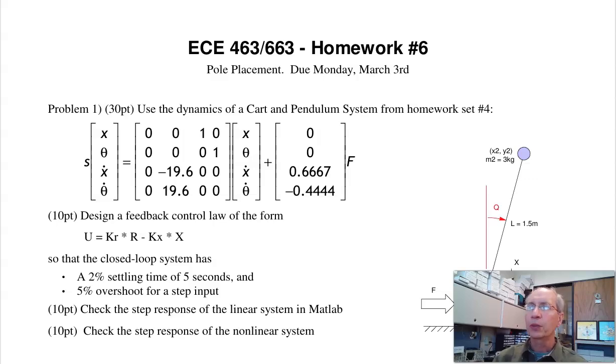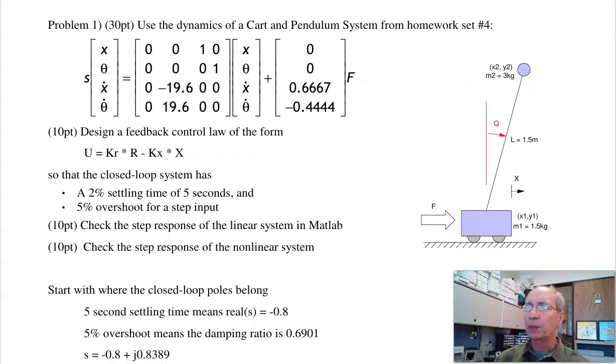Here are solutions to homework set number 6 for ECE 463-663 Modern Control. This homework set looks at pole placement, finding a feedback control law to stabilize the system using pole placement techniques. Now the first problem looks at a cart and pendulum system.